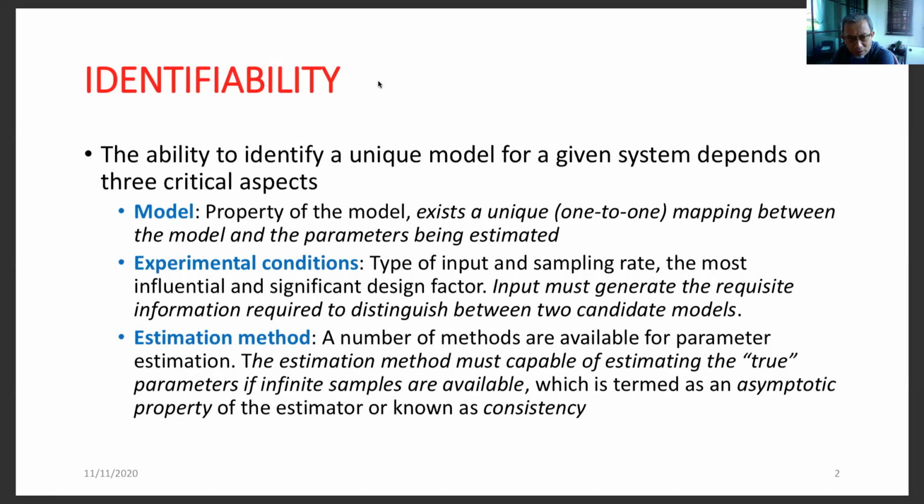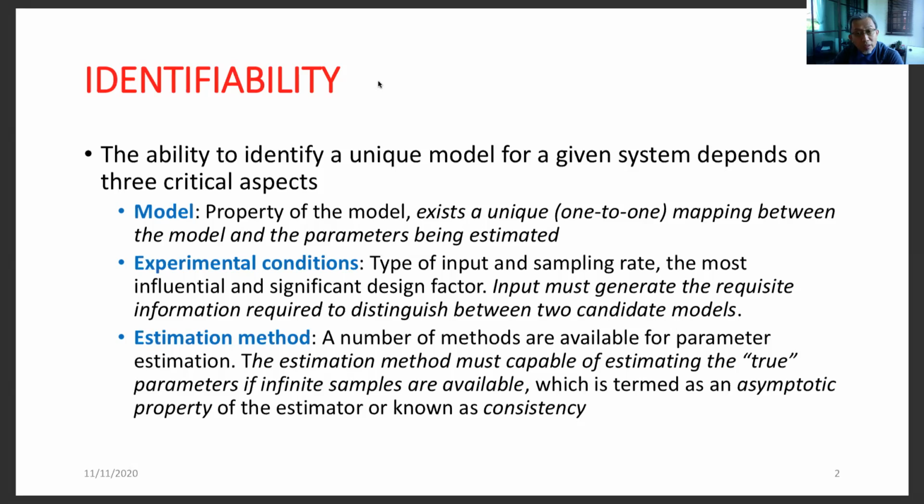There exists a unique mapping between the model and the parameters being estimated. Unique is the one and only one. So it cannot be carbon copied, or have more than one solution of the model and so on. That is the meaning of unique. And then it comes to the condition, the protocol, the procedure of the experiment. So that matters. What to do first, what to do next, what to do later, and so on.